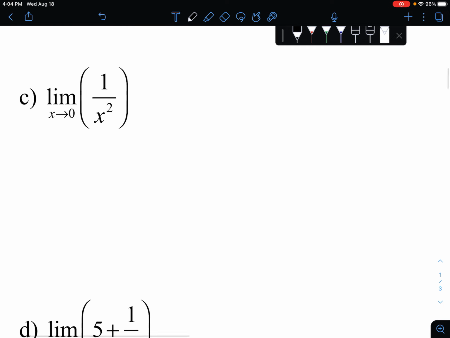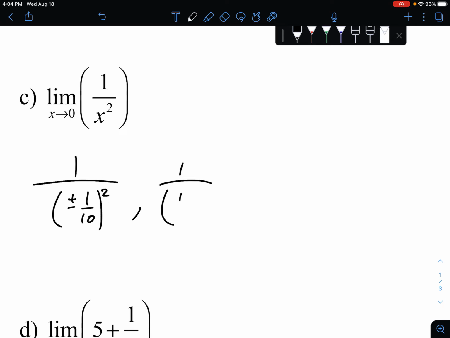1 over x squared, I believe that we talked about this in the first lesson, but 1 over x squared as I approach 0, so think about approaching 1/10, really doesn't matter whether it's positive or negative, because I'm going to square that value. So it will always come out positive no matter what. So say I approach 1/10, positive or negative, and then squared. I approach positive or negative 1/100 squared. Right? This number in the denominator is becoming smaller and smaller.